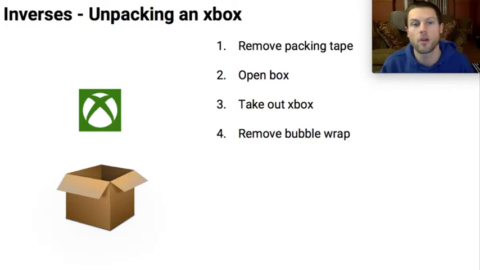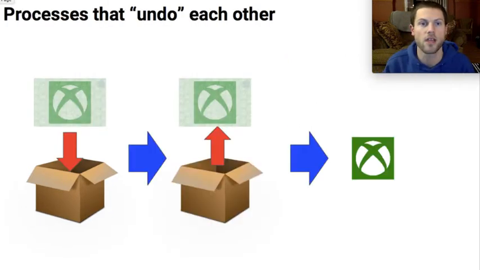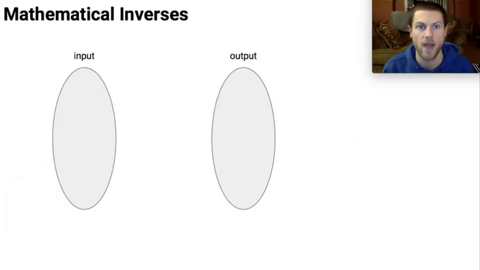And really what you can tell from this is that I've just kind of undone this process. First, I packed all that stuff together, and then I unpacked everything in a reverse process. What happens when I perform one process and then the reverse process in reverse order is I'm left with the Xbox. So if we keep in mind these processes undoing each other in reverse order, that's exactly what we're thinking about when we think about functions and inverse functions in math.